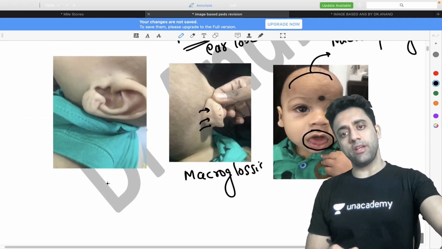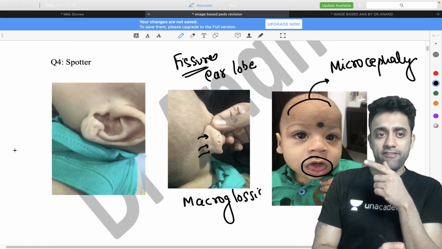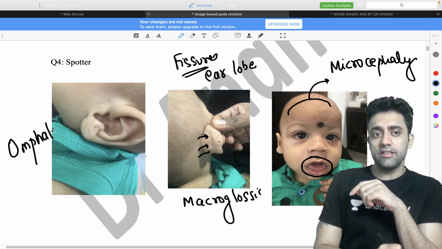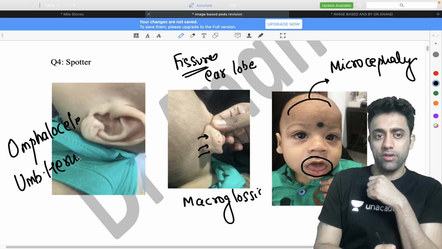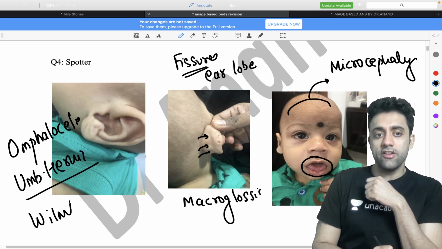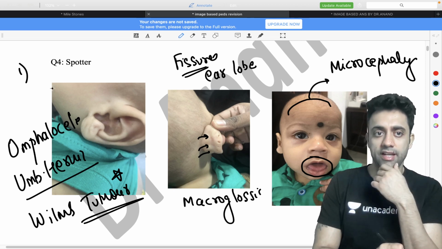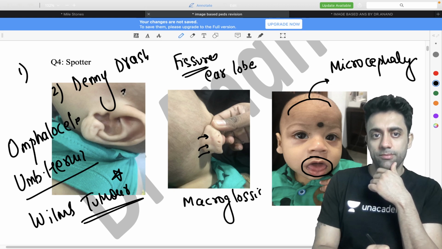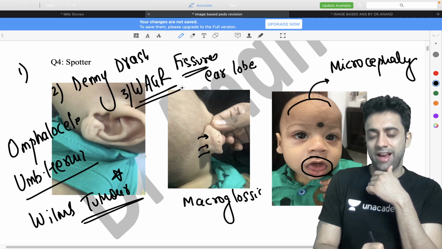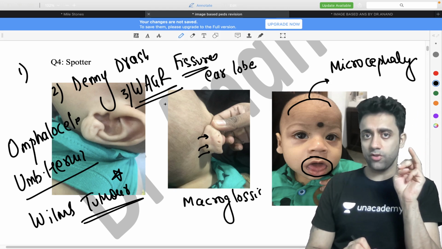Beckwith-Wiedemann syndrome has macroglossia with microcephaly with hemihypertrophy of limbs, and these babies have more incidence of omphalocele, umbilical hernia, and Wilms tumor. Wilms tumor is associated with 3 syndromes. Number 1 is Beckwith-Wiedemann syndrome, which we are studying. Number 2 is Denys-Drash syndrome. And number 3 is WAGR syndrome.